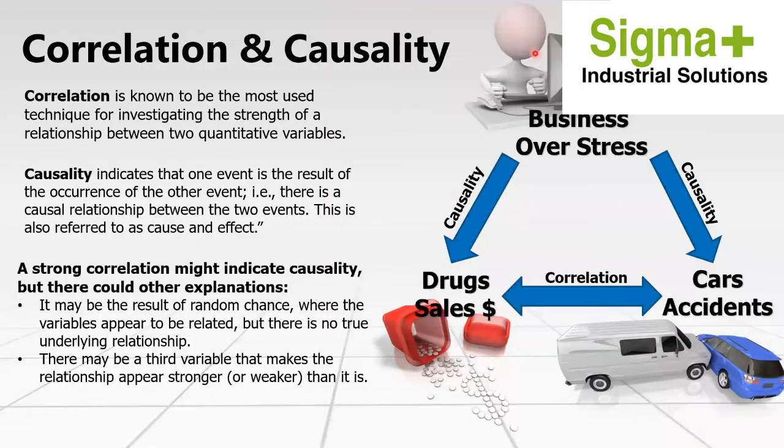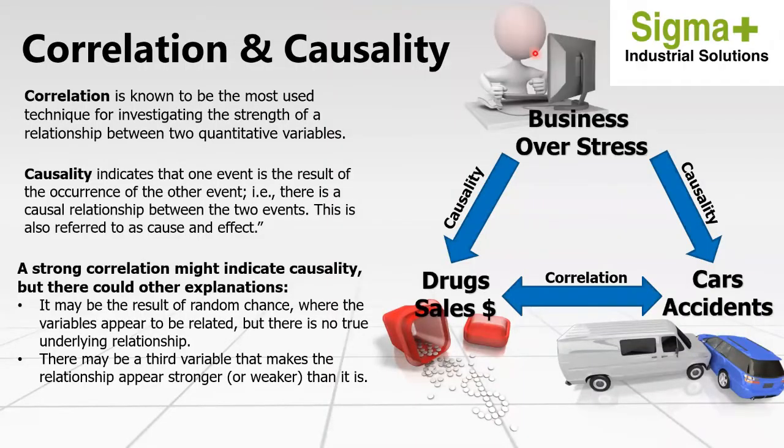Okay, so let's now understand the definitions of correlation and causality and the difference between the two terminologies. Correlation is a statistical measure of the strength of the relationship between two quantitative variables, while causality is an indication that a certain event is a result of another event's occurrence.